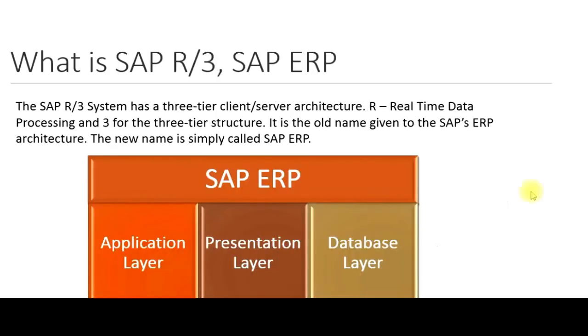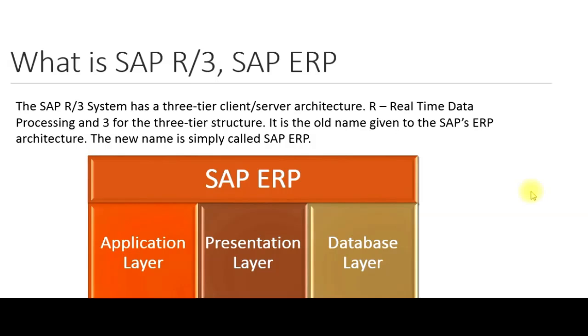Let's look at what is SAP R3 and SAP ERP. The old name given to SAP ERP was R3. Now the R stands for real-time data processing, and the 3 is for the 3-tier architecture. So still SAP uses the same 3-tier architecture. That's the application layer, presentation layer and database layer. The new name given to it is SAP ERP. ERP, as you know, of course stands for Enterprise Resource Planning.